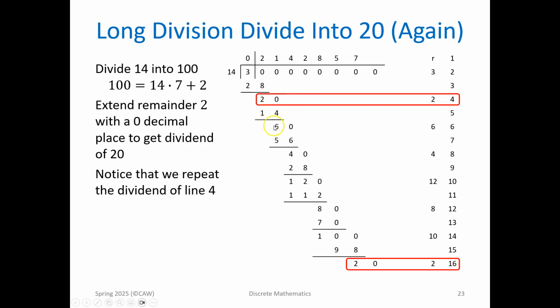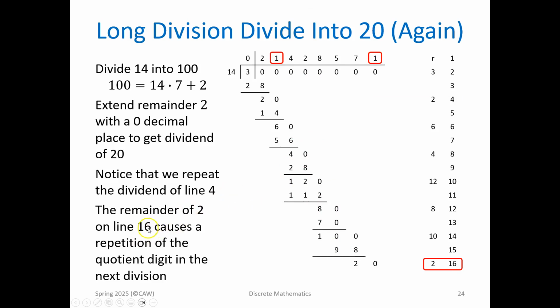The 20 is going to generate a remainder of 6. That's going to turn into a 60, which will generate the remainder of 4, which turns into a 40, generating the remainder of 12, on and on and on. Here's our repetition. So the remainder of 2 on line 16 causes the repetition of the quotient digit in the next division. I don't show the next division, but you get this quotient digit 1. So here you can see the repetition beginning. We have 0.2142857, and this is going to repeat now.